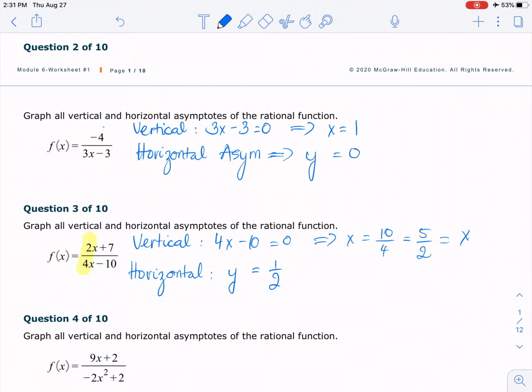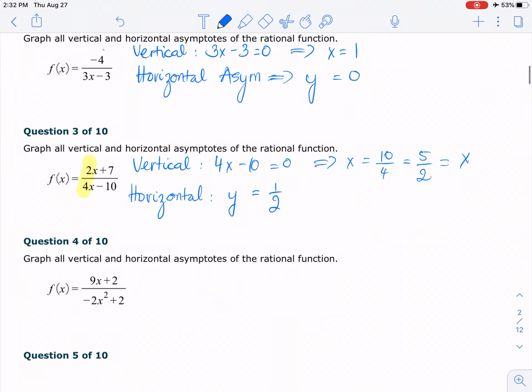All right, so I repeat, every time we have the same degree for top and bottom, we simply pick the coefficients of the highest degree. Okay. All right, moving on to number 4. So for number 4 right here, let's take care of the vertical.